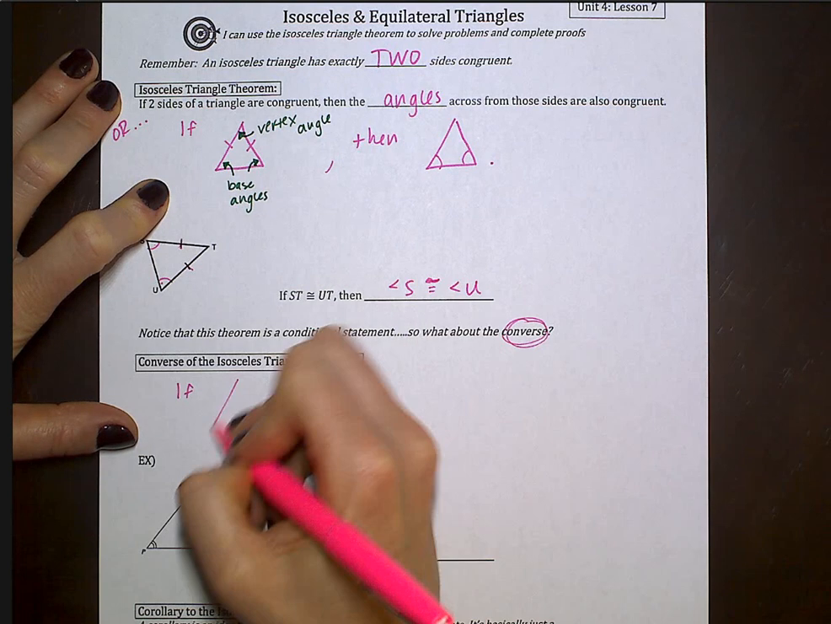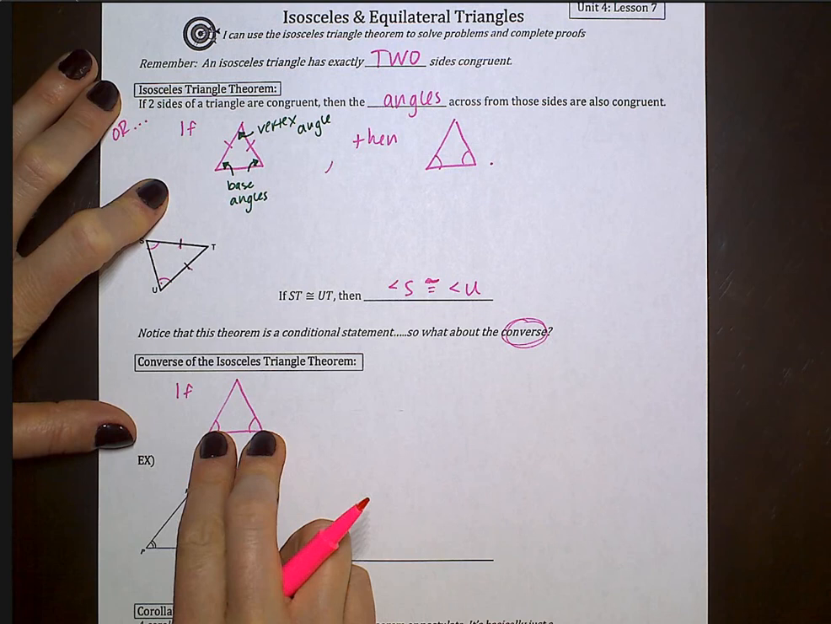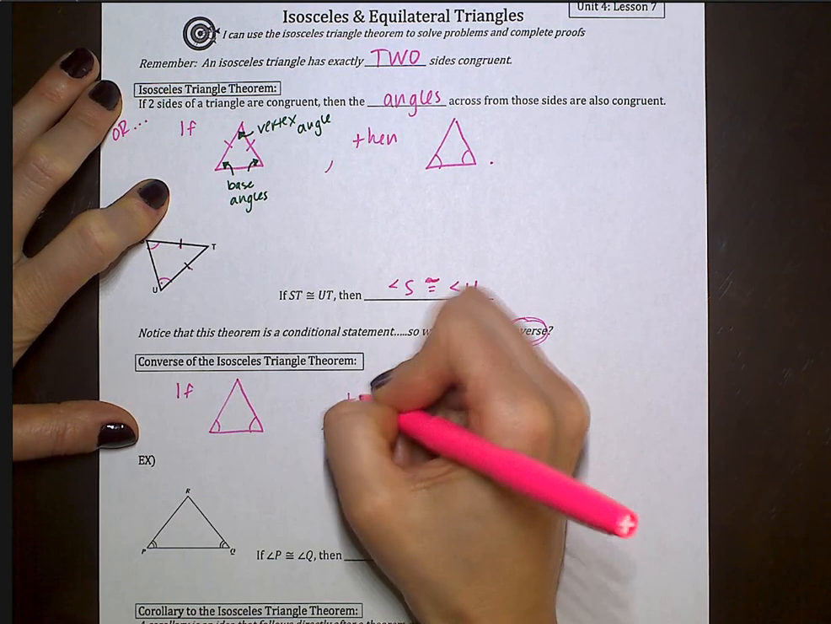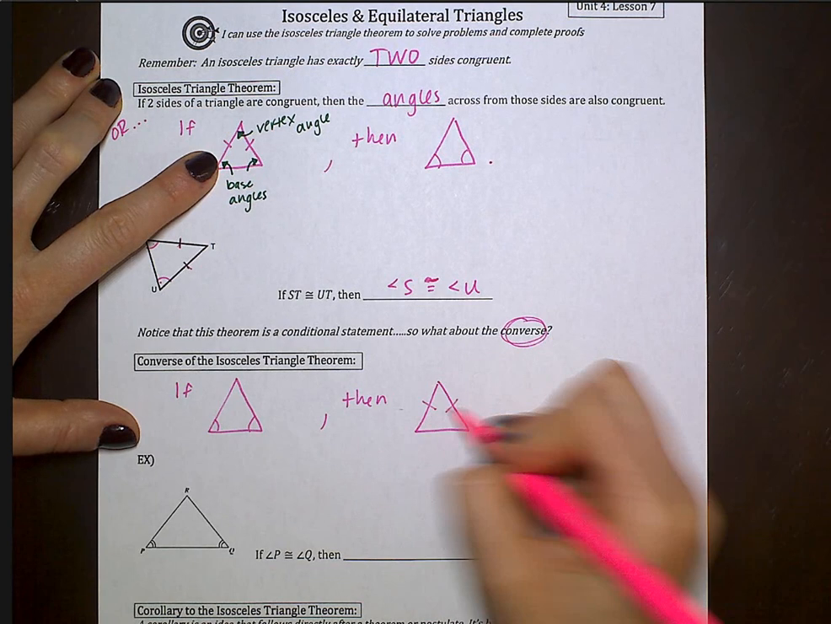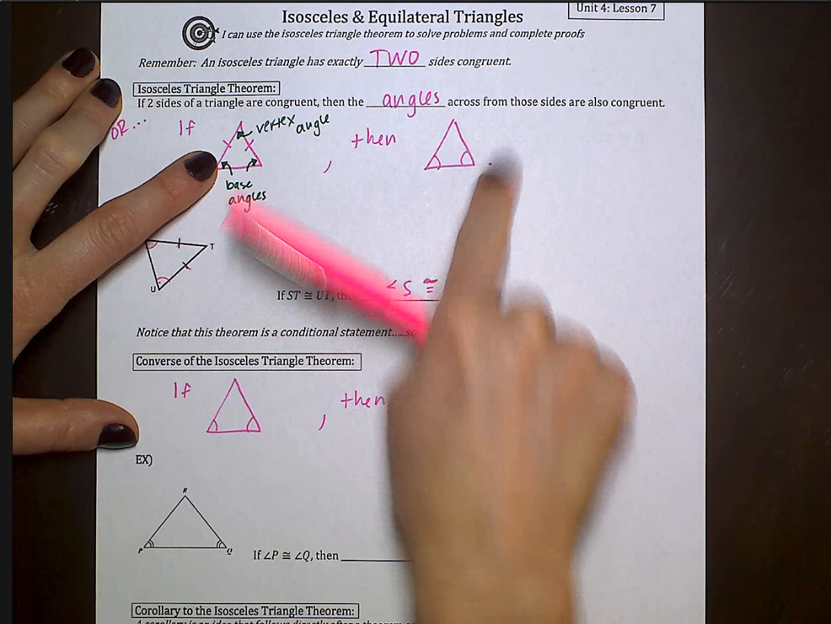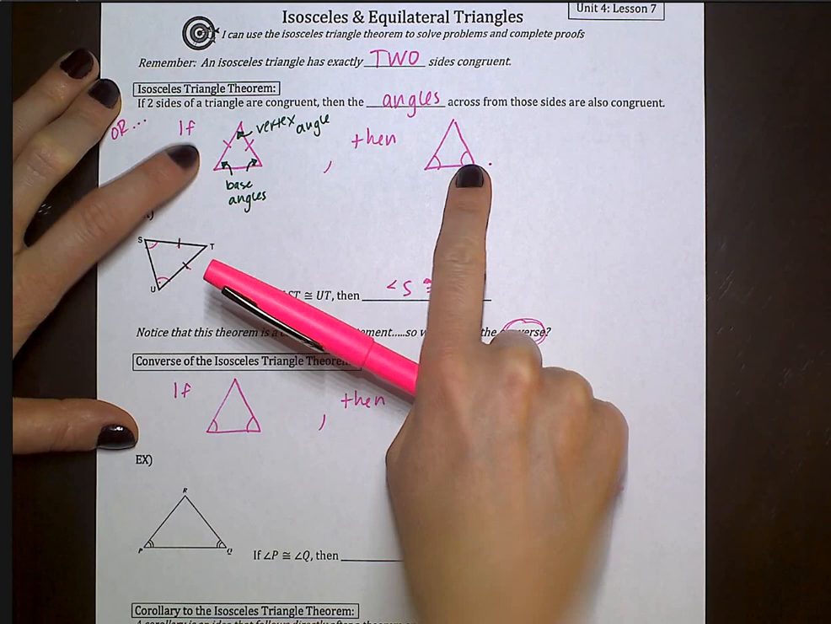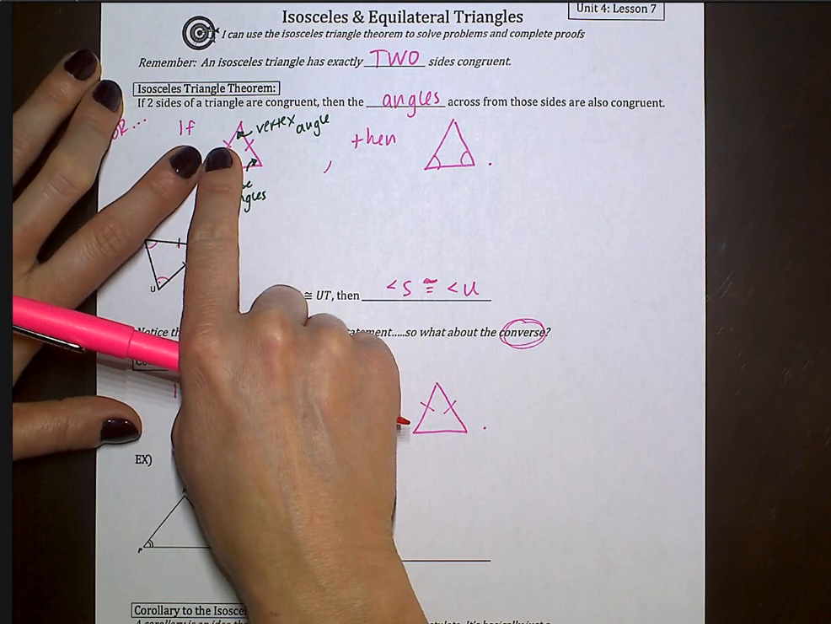If this situation's happening, where I have a triangle and I know these base angles are congruent, then it's okay for me to assume that those sides are congruent. That's what the converse is saying. If you see this picture, two base angles are congruent, you can assume that the sides are also congruent and this is an isosceles triangle.